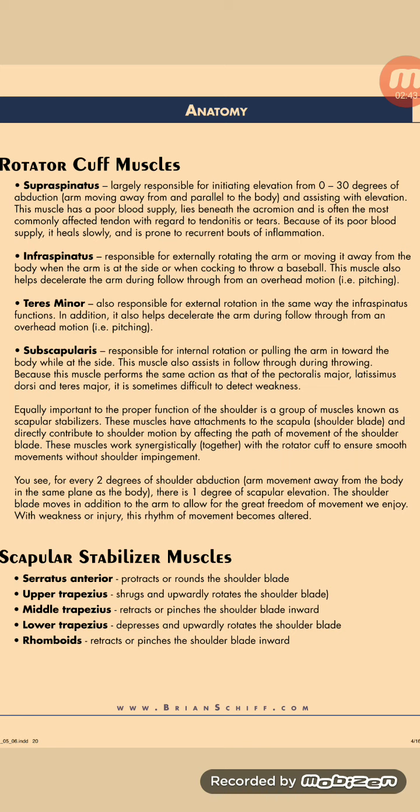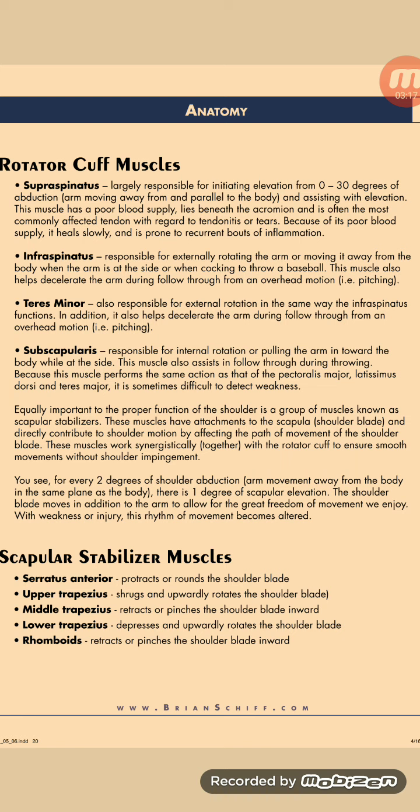Infraspinatus, responsible for externally rotating the arm or moving it away from the body when the arm is at the side or when cocking to throw a baseball. This muscle also helps decelerate the arm during follow through from an overhead motion, that is pitching. Teres minor, also responsible for external rotation in the same way the infraspinatus functions. In addition, it also helps decelerate the arm during follow through from an overhead motion, that is pitching.